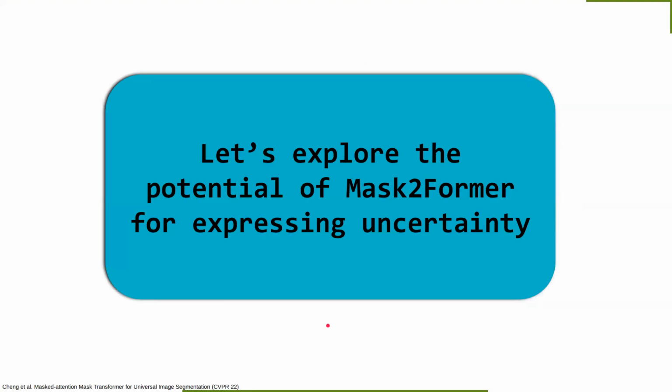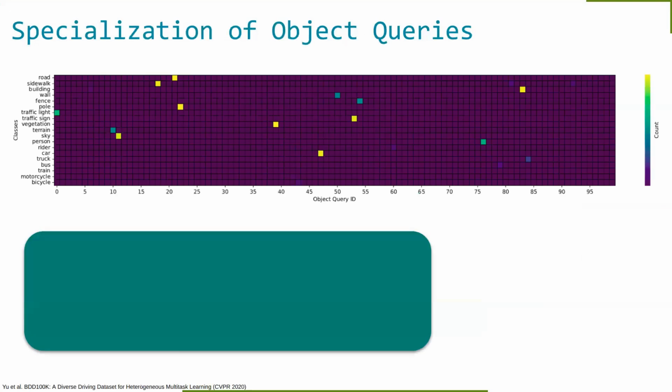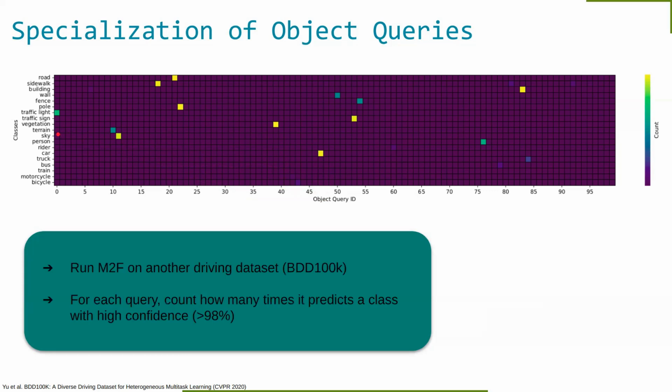So to explore the potential of Mask2Former for expressing uncertainty, we do the following. We first of all notice that some of the object queries are specialized in predicting certain classes, and we show this using this heat map in which the x-axis represents the query IDs and the y-axis is the classes. We can see that there's a one-to-one correspondence between some of the queries and the classes, in which the queries consistently predict each of those classes with high confidence.